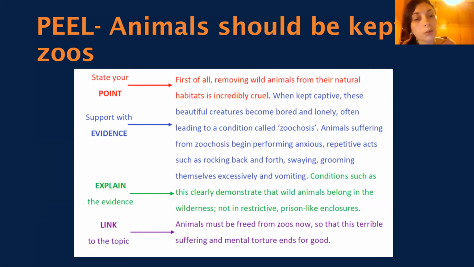Then we go on to explain the evidence. Conditions such as this clearly demonstrate that wild animals belong in the wilderness, not in restrictive prison-like enclosures. So here we say what we think of the evidence. Here the author thinks that this is very good evidence and that they prove the point. And then we link it to the overall argument. Animals must be freed from zoos now so that this terrible suffering and mental torture end for good.